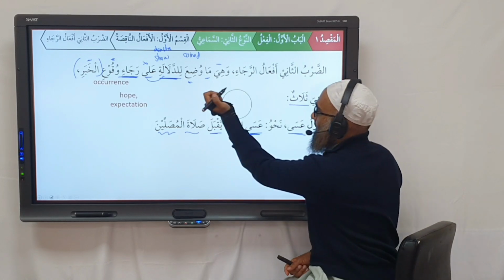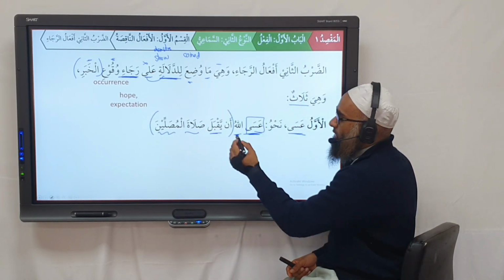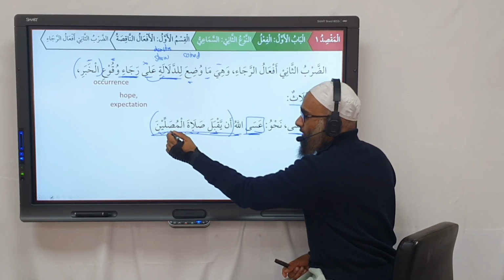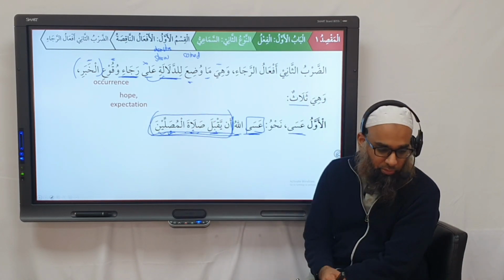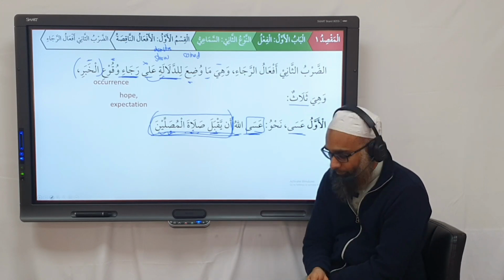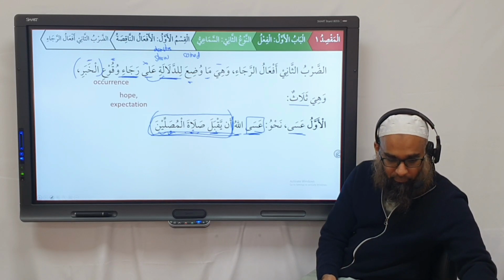So what's happening here? This verb asa is denoting the mutakallim and the speaker's hope that the khabar will occur. Allah's accepting the prayer of those performing salah. My hope is of this. That's what it shows here. The af'alul raja, it denotes the hope that the khabar will occur. Is that clear to everybody? Yes? Okay.